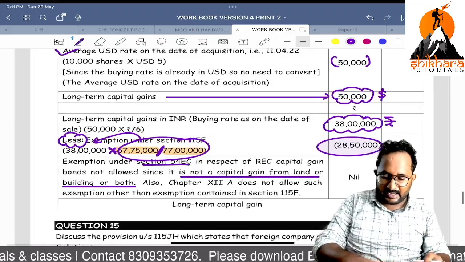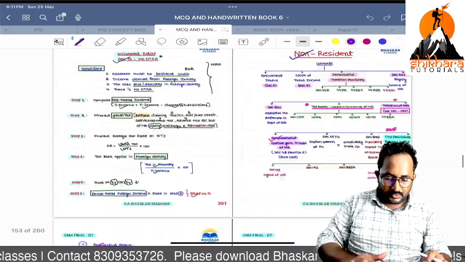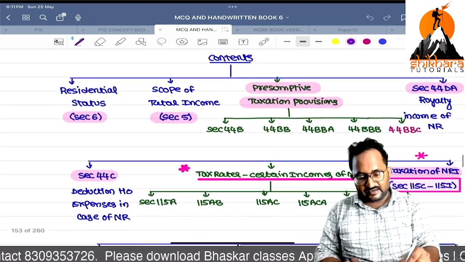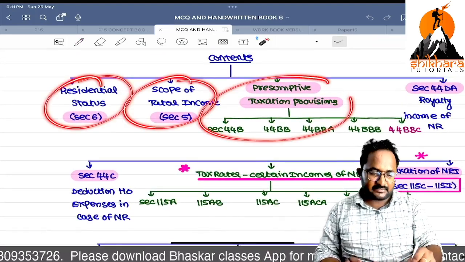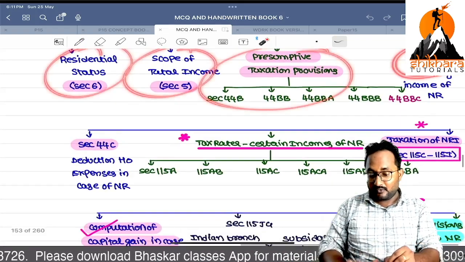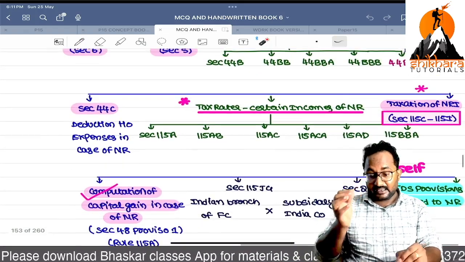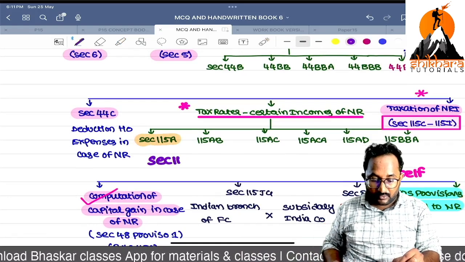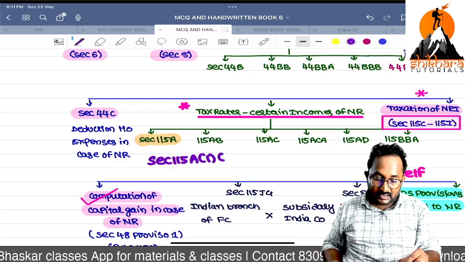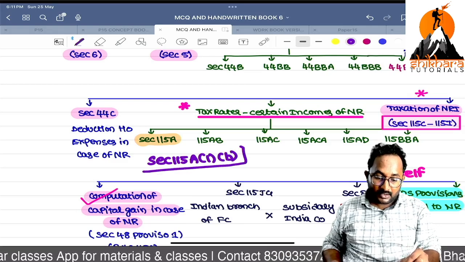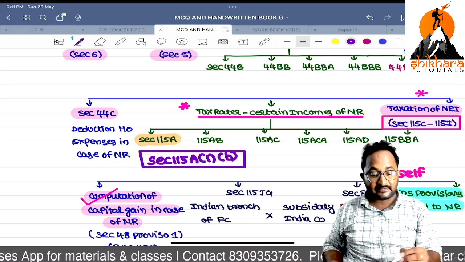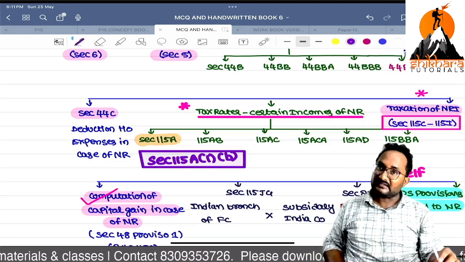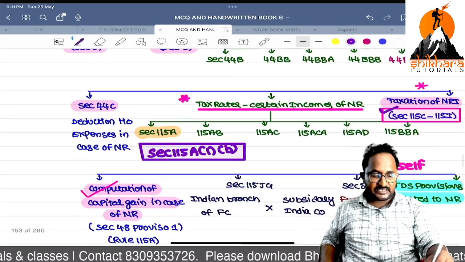Now, how many concepts are over till now, ma? Residential status, scope of total income, presumptive taxation, 44DA, 44C, and I think section 115A is over. What is that? Section 115A, subsection 1, clause B is over. What is that, ma? Royalty income taxability, special tax rate. 20% without PE if they are providing the services. Next, NRI provisions are also over.